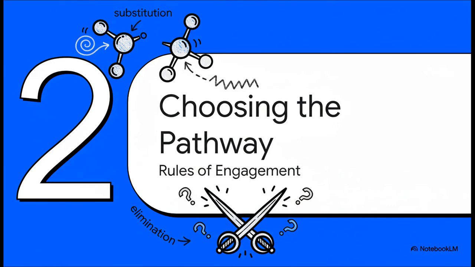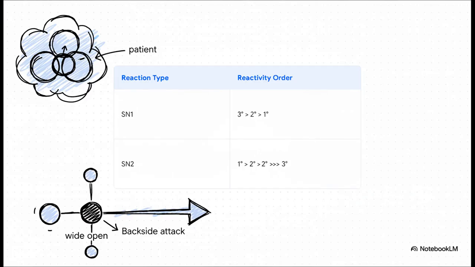Okay, so we've got two very different strategies. But how on earth does the molecule actually choose which path to take? Well, it all comes down to the rules of engagement, the specific conditions of the duel. And the number one rule of this duel is this: structure is everything. Just look at the table. Tertiary carbons, those are the ones crowded with three other carbons. They're like little fortresses. They are way too bulky for a direct SN2 assault, which forces the patient SN1 approach. But primary carbons? Oh, they're wide open, basically sending out an invitation for that swift SN2 backside attack.